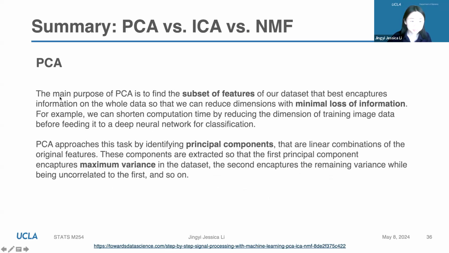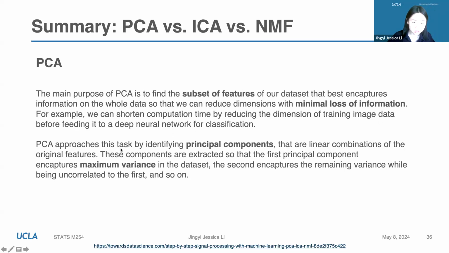Okay, summary. Now I'm going to give you one final example to compare the three techniques: PCA, NMF, ICA. The main purpose of PCA is to find a subset of features of our data set that best captures information on the whole data so that we can reduce dimensions with minimal loss of information. For example, we can shorten computing time by reducing the dimension of training image data before feeding it into a deep neural network for classification. So we're working with the reduced rank instead of the original high number of features.